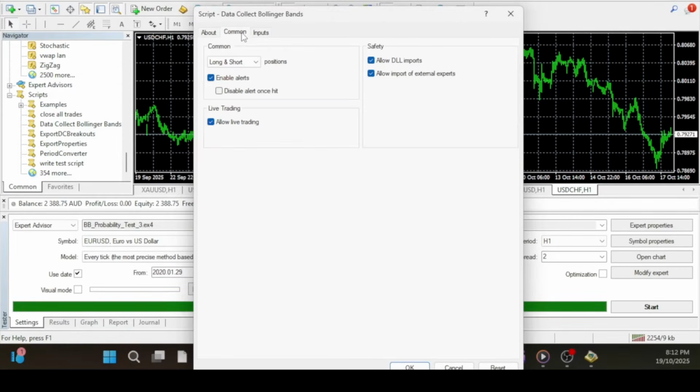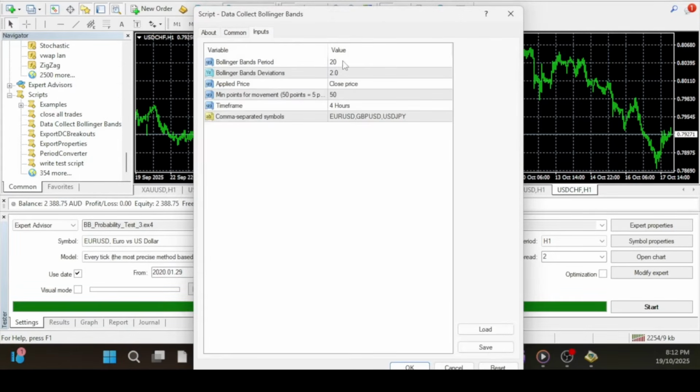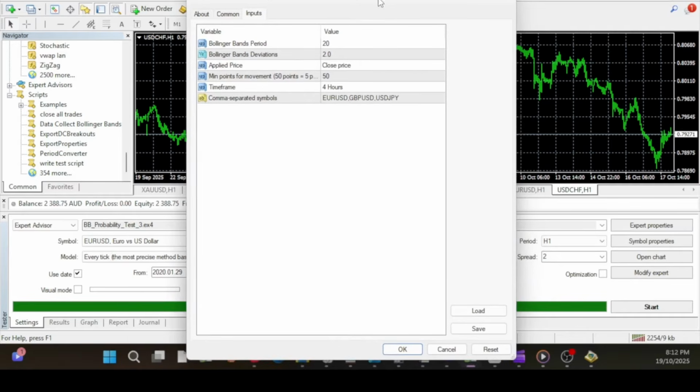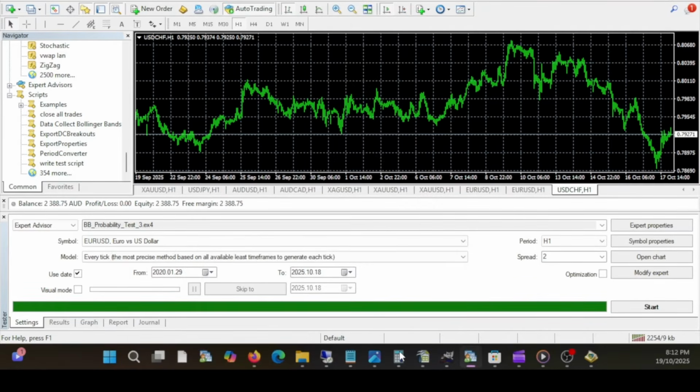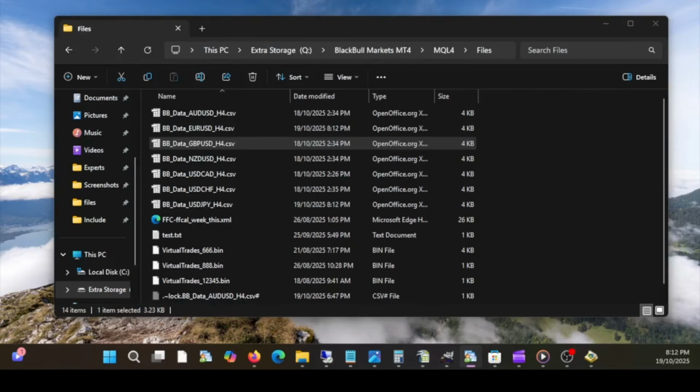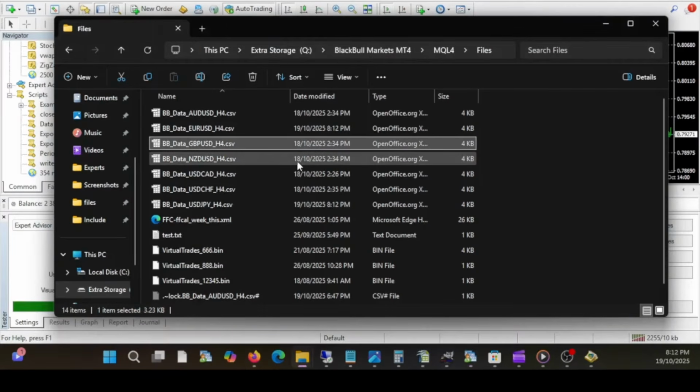We attach the script to any chart, set the symbols and time frame to H4. It processes bars from oldest to newest, calculating z-scores and binning excess. This process took around 30 seconds per pair, giving us robust data from 5+ years of history. There is no need for external tools.